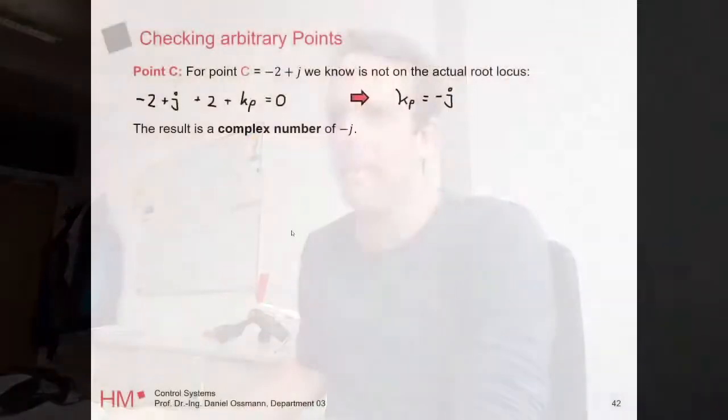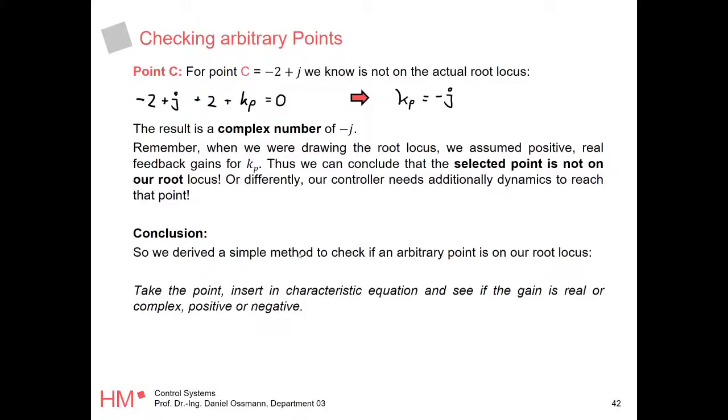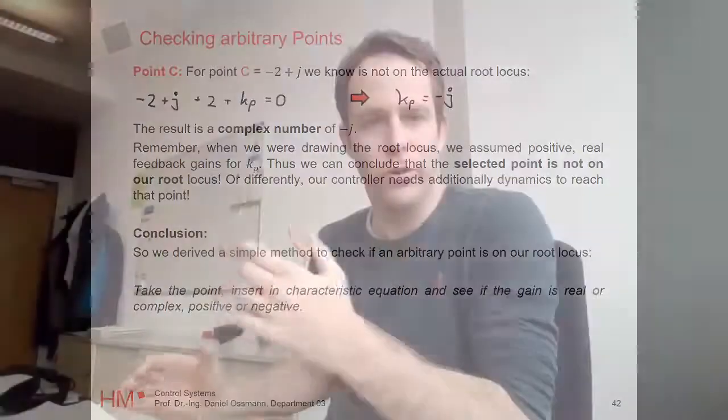Okay, so that means if the required gain Kp is a complex number, it simply tells us we are not able to reach that point with a proportional feedback.